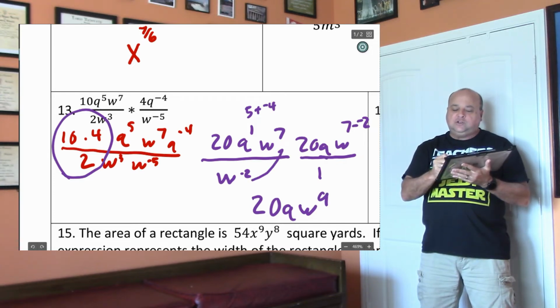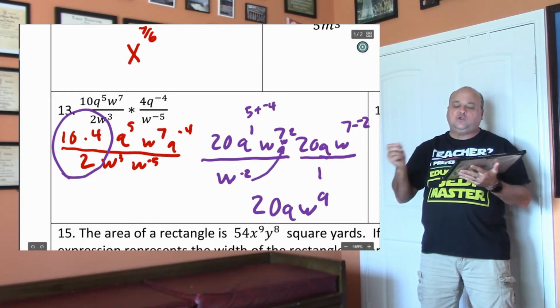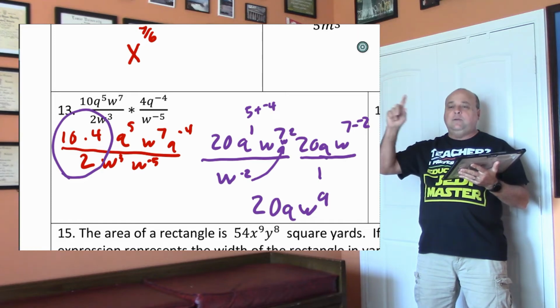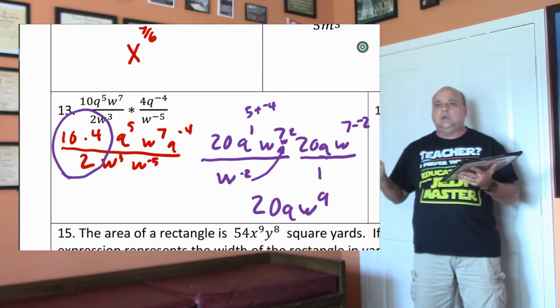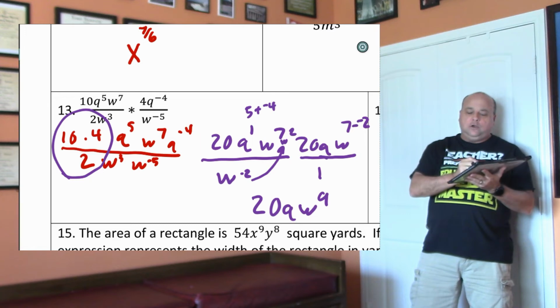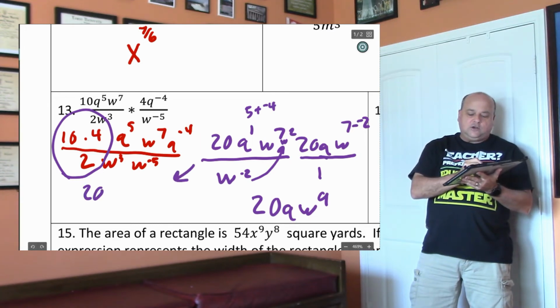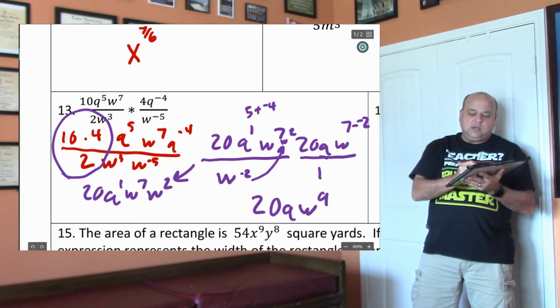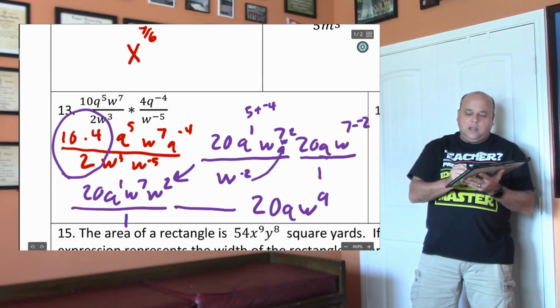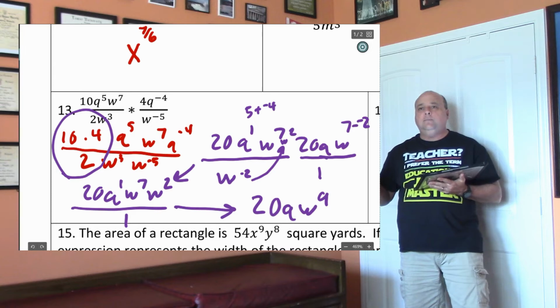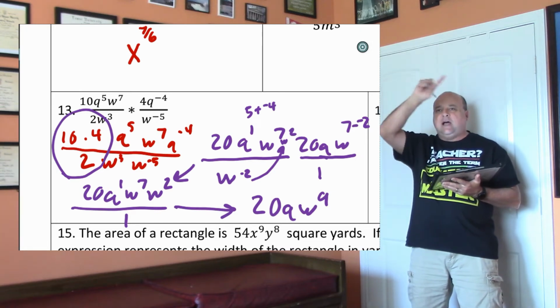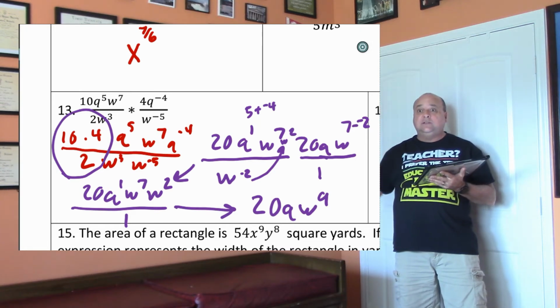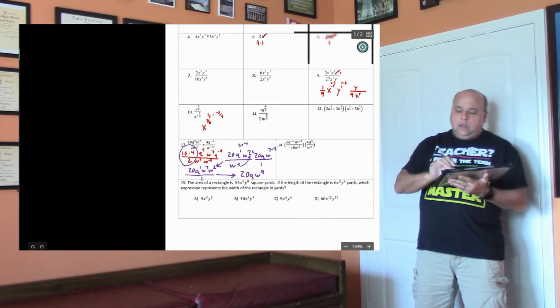You could have also switched that up here and put w squared, right? And then the 7 plus the 2 would have been the 9, okay? So you could have got rid of that. You could have done this. You could have written down 20q to the 1, w to the 7, w squared all over 1, and you would have got the same answer, right? So you could have put that negative on top and then added, rather than do the 7 minus negative 2.